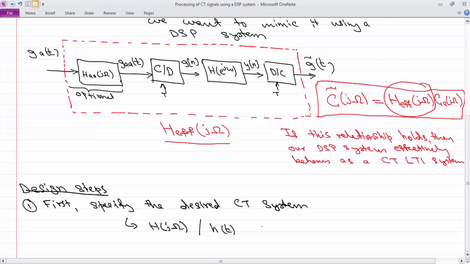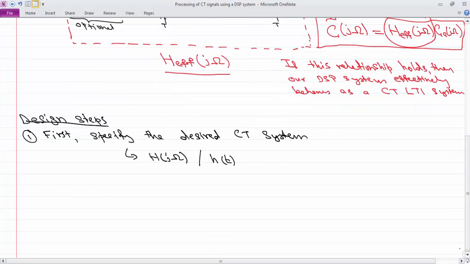If you are working in some field, this is all you will be told. Here is the input signal. I want you to low pass filter it with a cutoff of 10 kilohertz. So the specification will be in continuous time. Okay. That's the first thing you need.